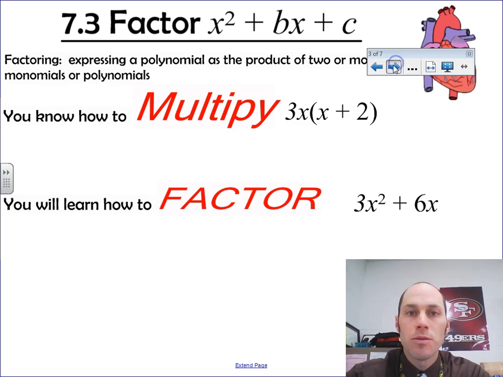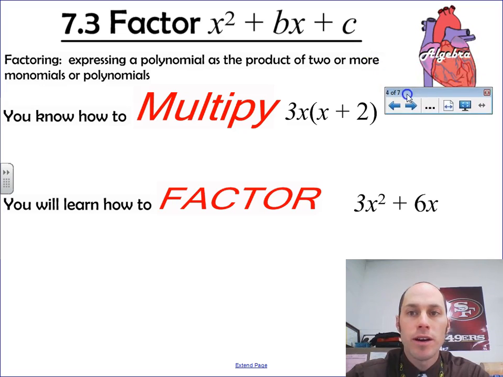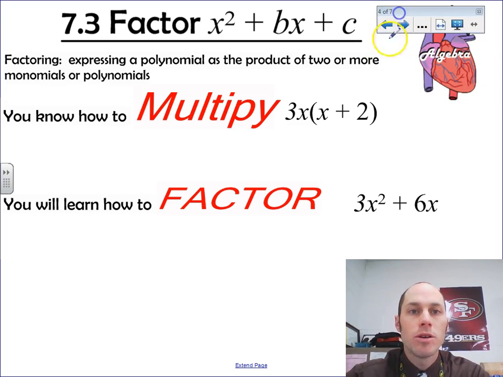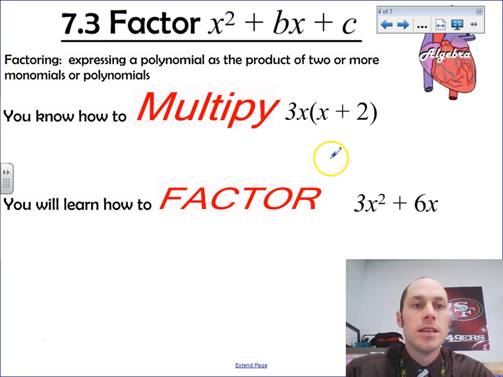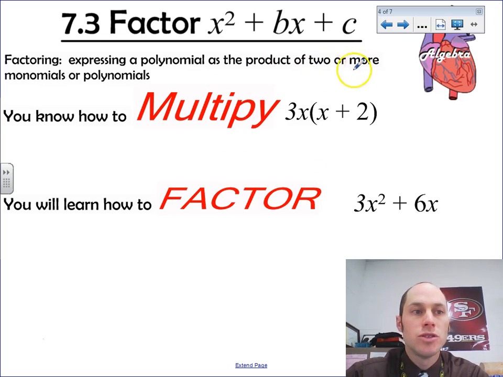So what is the connection of all this? Well, we'll figure that out in just a moment. But what we're doing today is factoring. And factoring is expressing the polynomial as a product of two or more monomials or polynomials. So basically we're going the reverse step of multiplying.